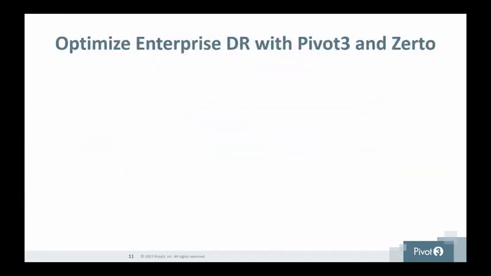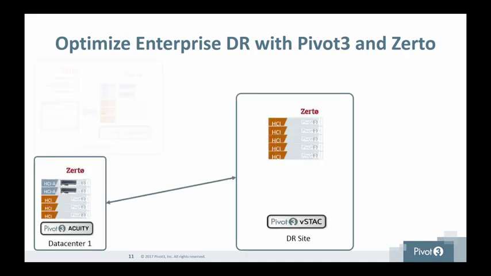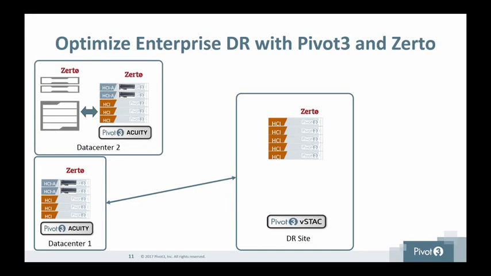So with the introduction of our new Acuity platform, we've been talking to customers about how you see Acuity and vStack interacting in your data center. Most of our customers are saying, we have multiple sites. We don't have only Pivot3, we still have legacy hardware, and we want a platform that can interact with that legacy hardware, what you see up top.